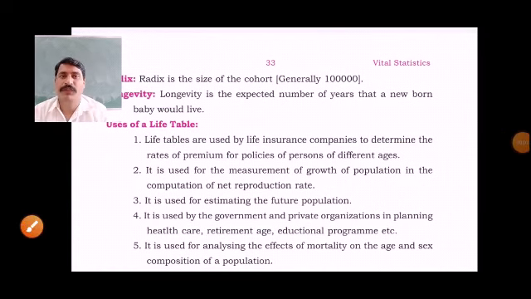So, uses of life table. First, life tables are used by life insurance companies to determine the rates of premium for policies of persons of different ages. A life table provides us at what age how many people are dying out of 1 lakh people, or if you study individual ages also, in which age people are dying more in numbers. So it gives that information. By considering that information, it helps the insurance company people to fix the insurance premium amount.